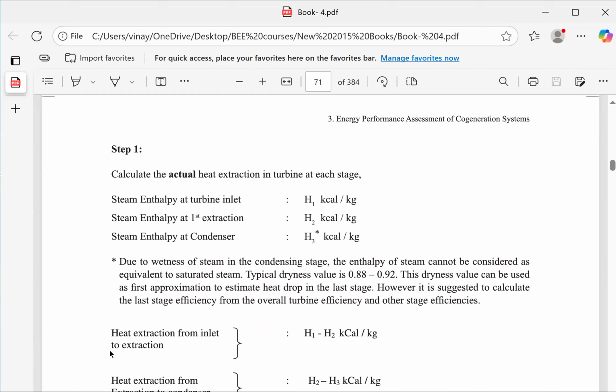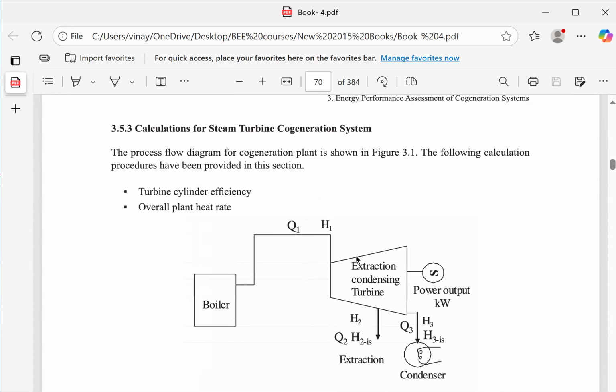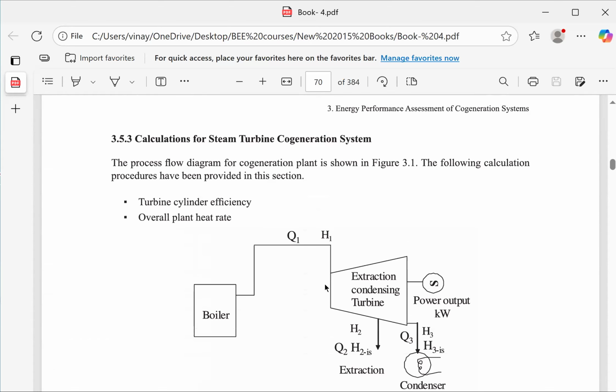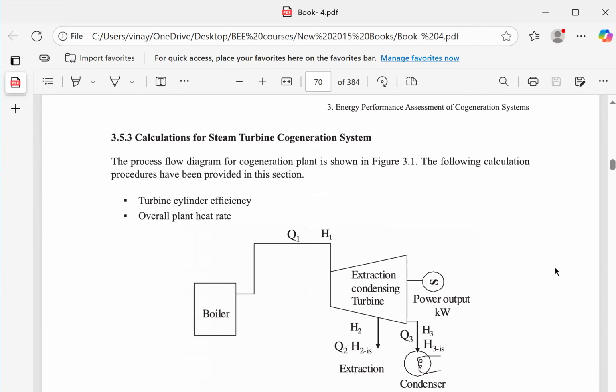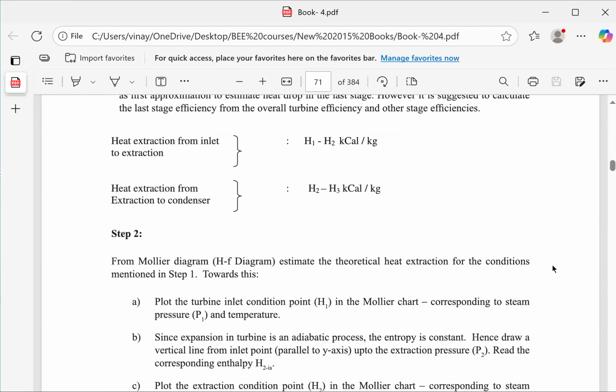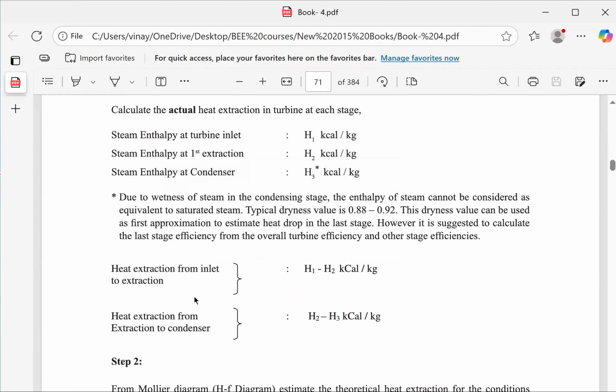Then heat extraction from inlet to extraction. What is the heat extracted? H1, H2, Q1, Q2. So Q1 into H1 minus these two. What is the heat actually gone only this pipe? It is the Q2 into H2. So much has been drained. So when you think of leaving it to the system, extraction, how much extraction is taking the heat? So much kilocalories per kg. What is the heat going to the condenser? H2 minus H3. That is it.